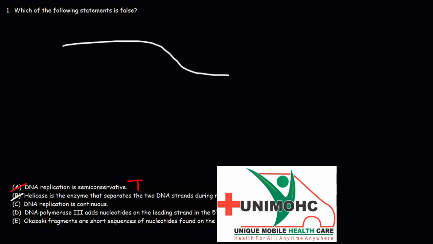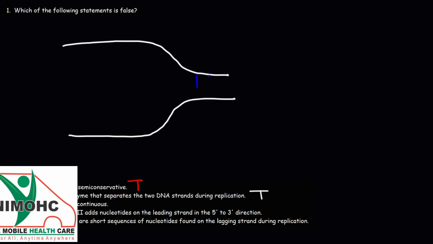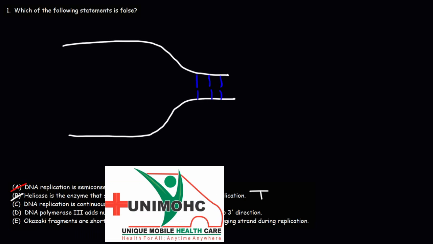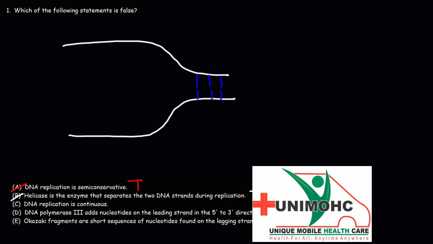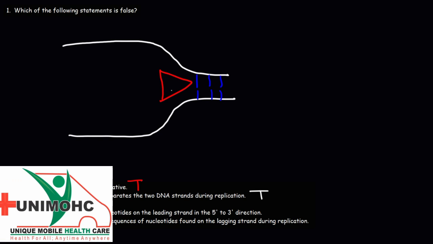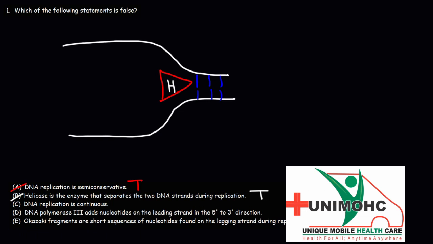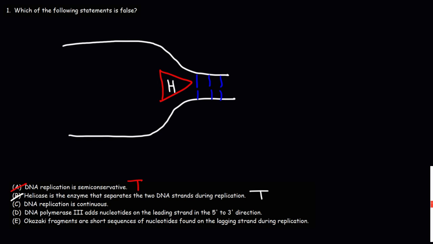Here is a visual illustration of that. So here are the hydrogen bonds holding the 2 strands together, and here is helicase, which is about to break those hydrogen bonds. Thus it's going to open the DNA strand and separate into 2 parts.